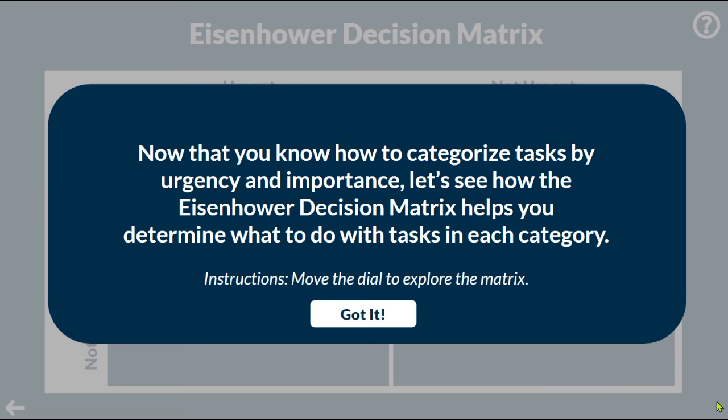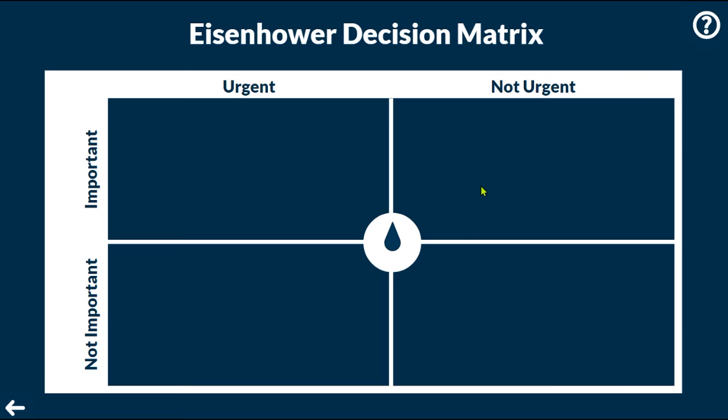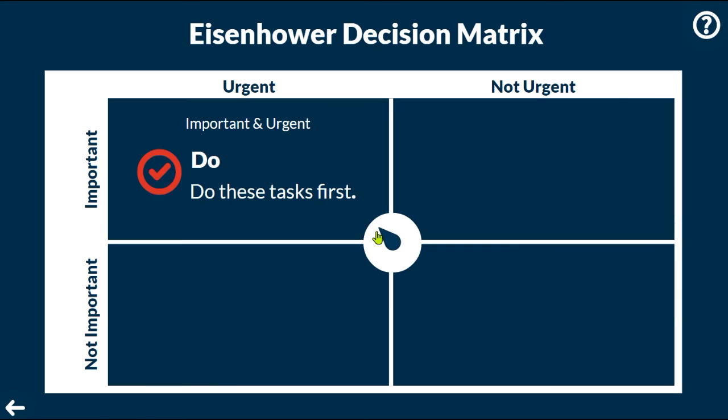Now let's go to the matrix. There are 4 quadrants, and once again let's understand how to assign our tasks into these 4 quadrants, and then attend to the urgent and the important ones first. The urgent and important ones, you do these tasks first. They are time bound and they have deadlines, and negative consequences will follow if we don't do them.